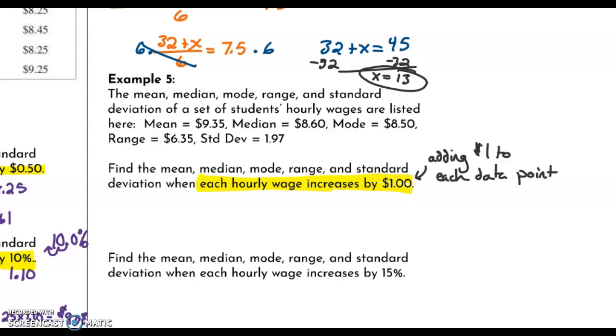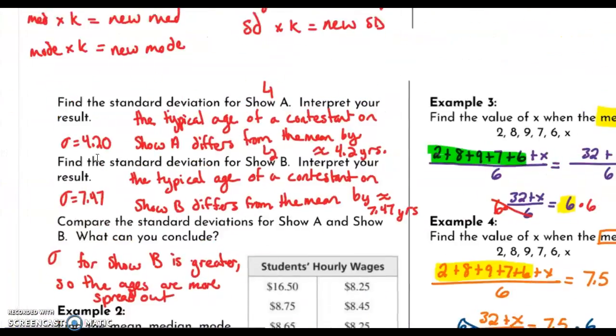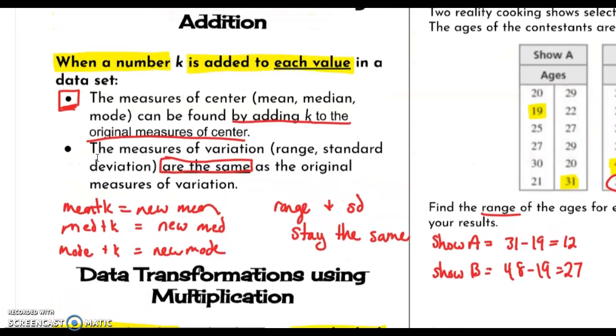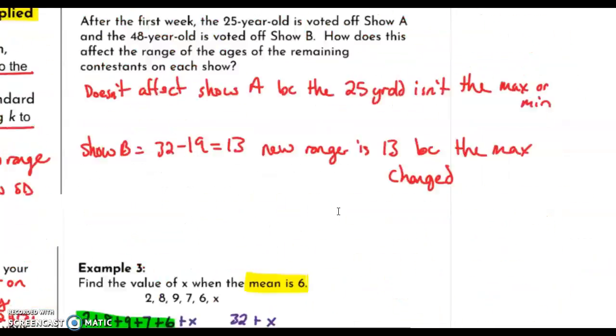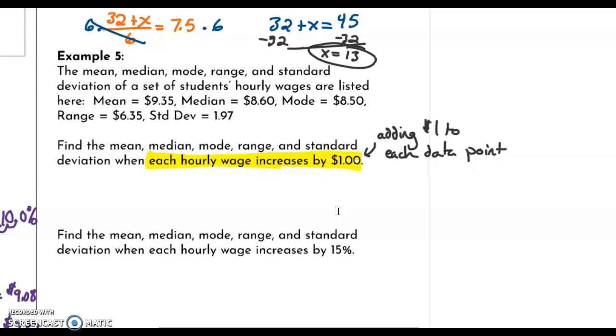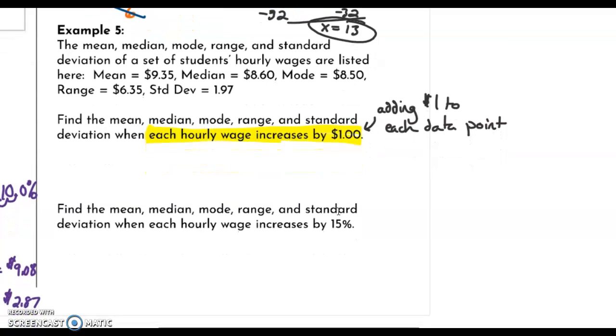So when you think about what we are going to do in terms of our rules, look back at your front page with the rules. You're adding to each value, so that's this one, data transformations using addition. So remember these rules. It says the mean, the median, and the mode, you add the number to get the new mean, median, and mode. The range and the standard deviation stay the same. Okay, so go ahead and try to select what you think are the new mean, median, mode, range, and standard deviation.